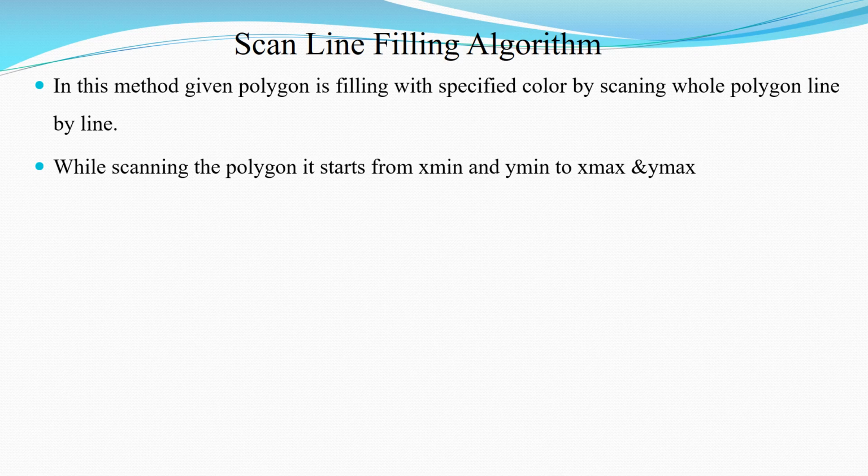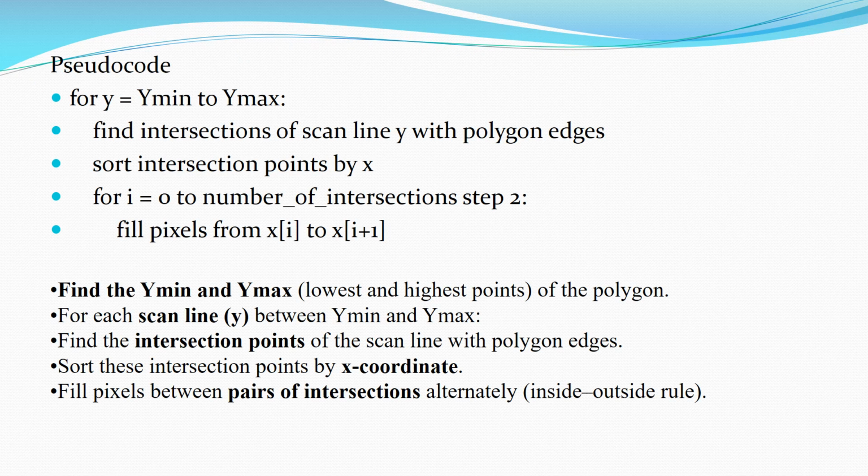x min is where the polygon actually starts, and x max is the end of the polygon. y min and y max give the height of the polygon. It means the scan line starts from the bottom of the image to the top of the image. Here is the pseudocode.